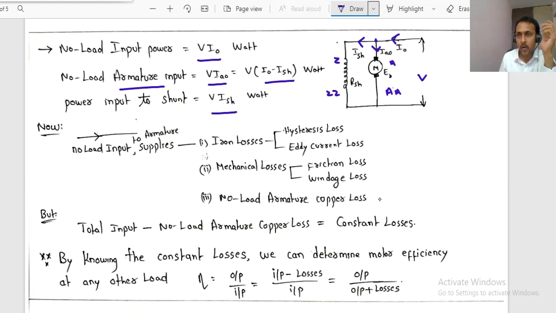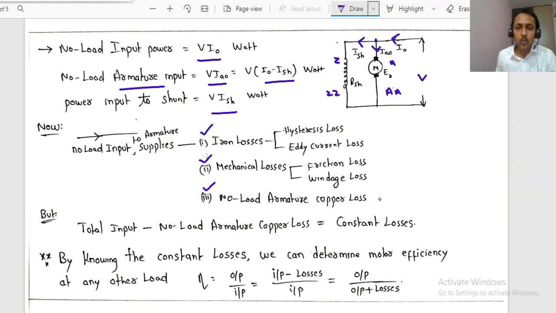Now under no load condition, whatever power is given to the armature is going to supply the iron losses, mechanical losses, and no load armature copper losses. Before watching this video, you should be familiar with the different losses in a DC machine.